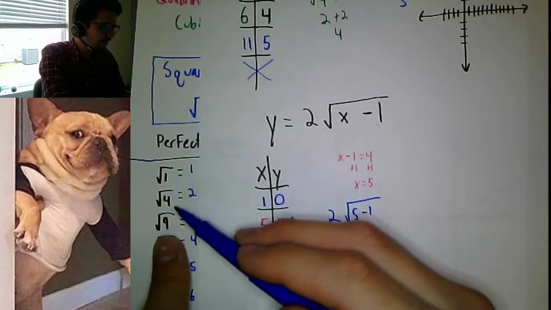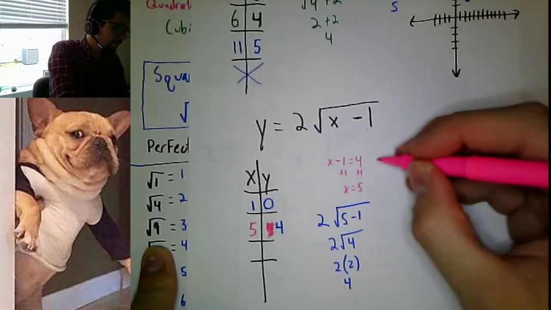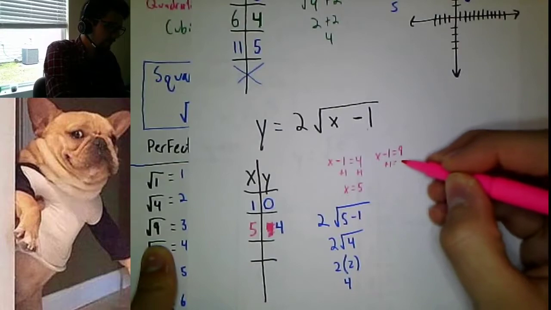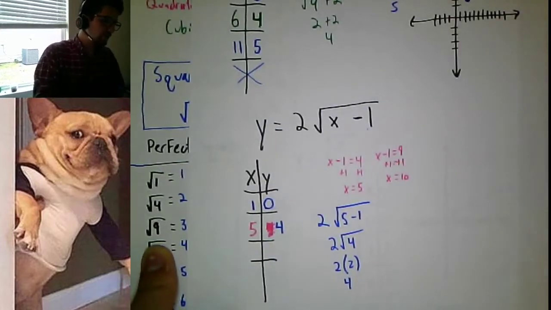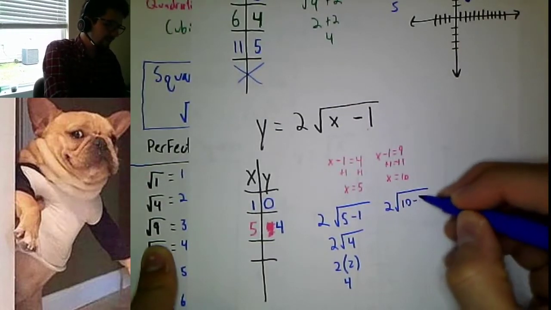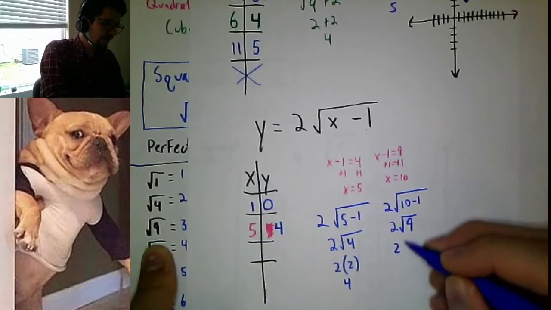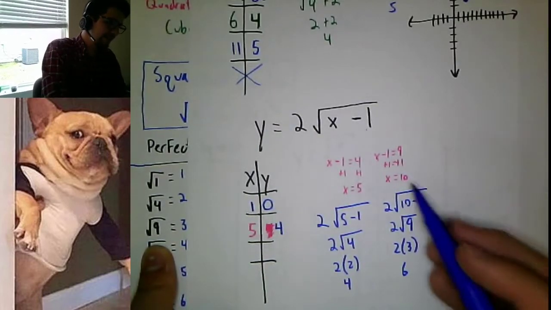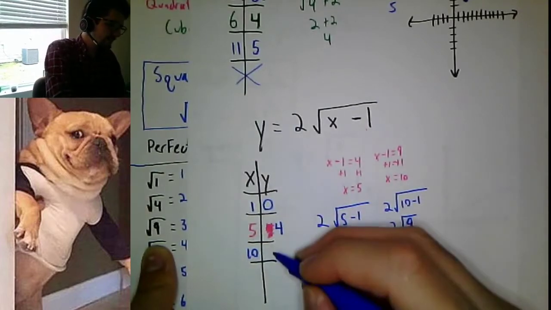So now I did 1. I got 4. The next biggest one I have is 9. So what minus 1 gives me 9? Well, it looks like it's 10. So what happens when I plug in 10? 2 times the square root of 10 minus 1. 10 minus 1 is 9. Square root of 9 is 3. 2 times 3 is 6. So when I plug in 10, I get 6.